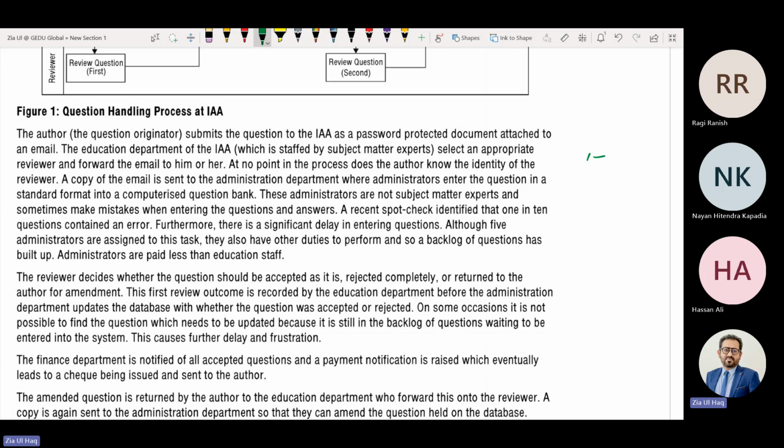Okay. These administrators are not subject matter experts, and sometimes they make mistakes when entering the question and answer. Wow. If they make mistakes while entering questions into the question bank, who will be the ultimate sufferer? The student. They will have a wrong question in the exam center. What will be the result? They will fail.